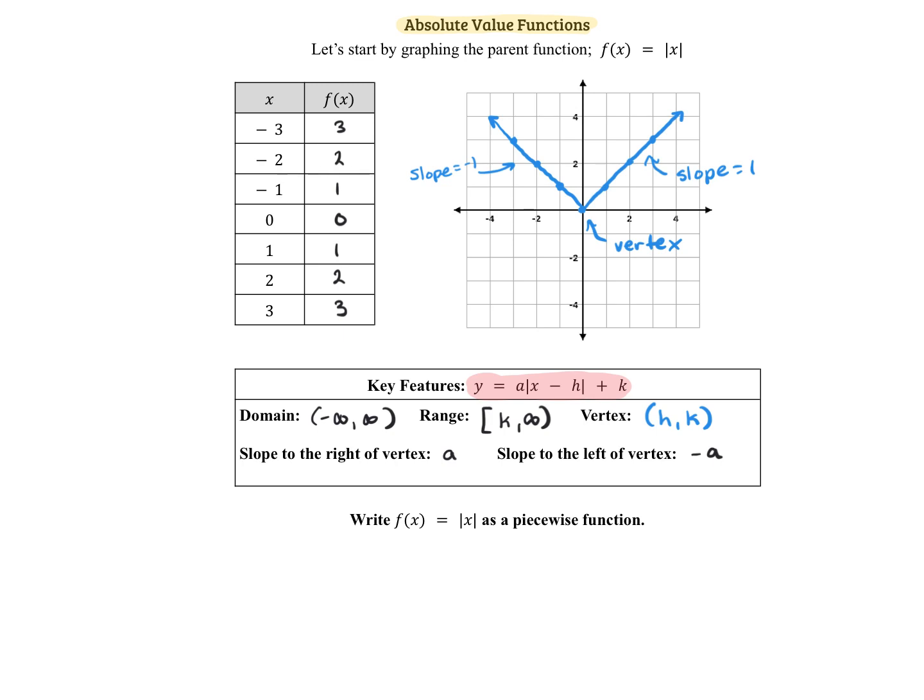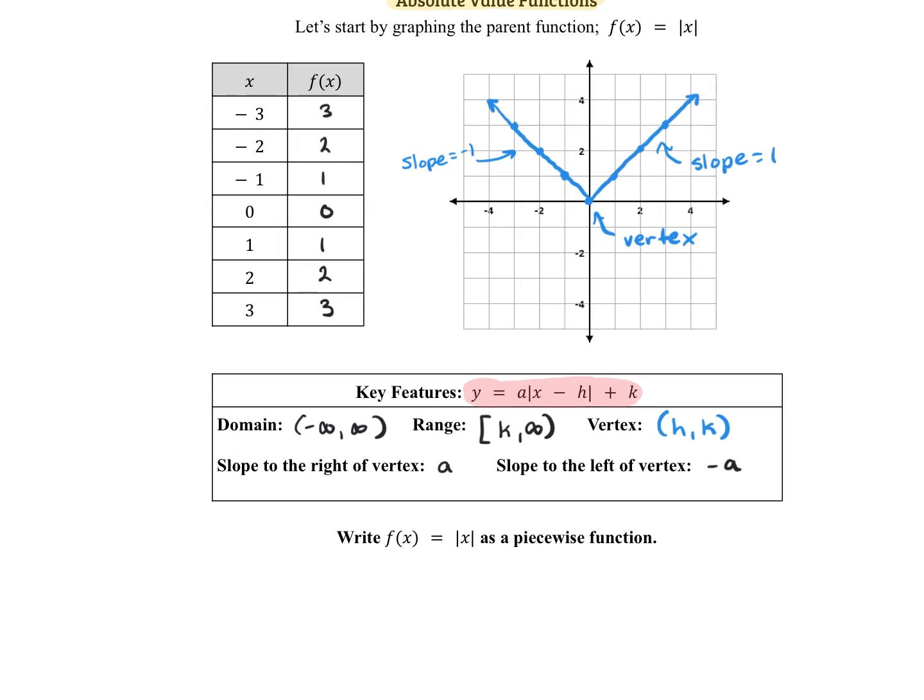We actually do this all the time in calculus, so it's important that you know how to write any absolute value function as a piecewise function. So let's just do this parent function here, so we can actually see the crossover point. The crossover point is always going to be the x value of your vertex, which in this case is at 0.